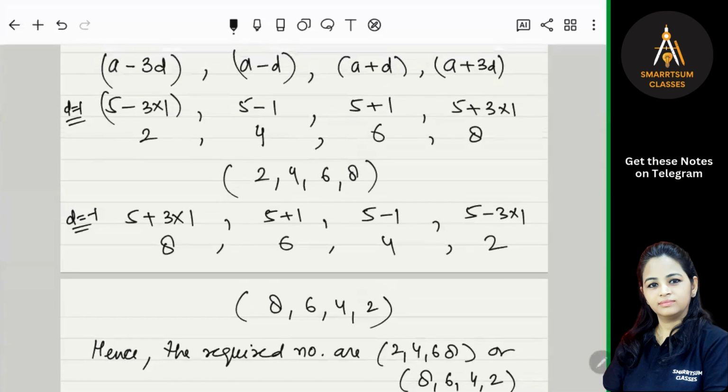So whenever you are finding the square root, you will always get two values, plus and minus. So you have to find out the series for both of them. And you have to write the set of those numbers. You will get two sets, and that you will write in the answer line.